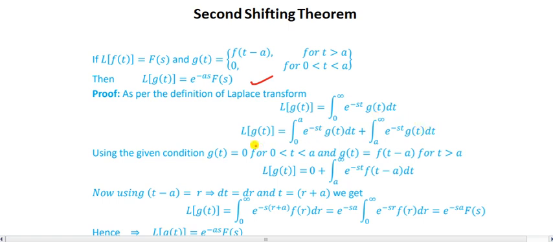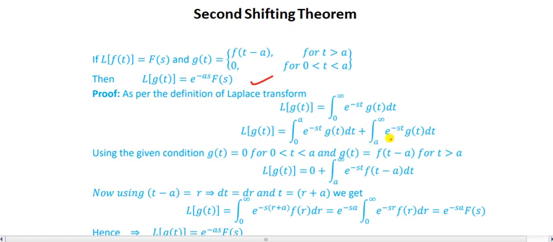But as we have been given that the value of g(t) is equal to 0 for the range 0 to a, when t ranges from 0 to a, it means that in the first integral the value of g(t) is going to be 0, because for t between 0 and a, g(t) is 0. So we can write 0 over here, and the first term will be dismissed.